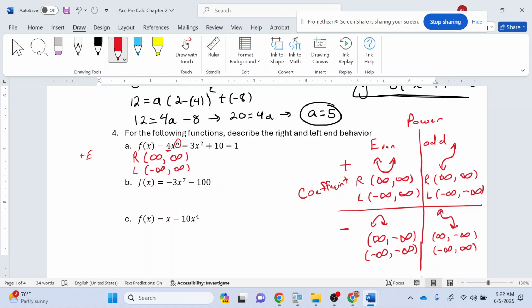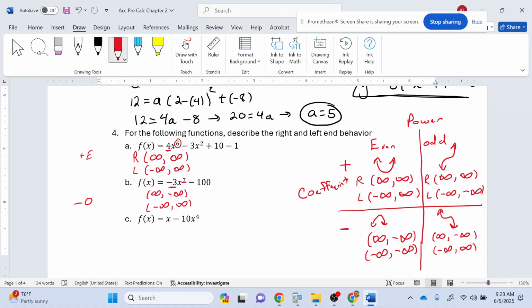All right, this one. The biggest exponent is 7, which is odd, and the coefficient is negative 3. So it's a negative odd one, which should match the bottom right here. As I go positive, it's going down, so that's a negative. And as I go left, negative, it's going up, positive.